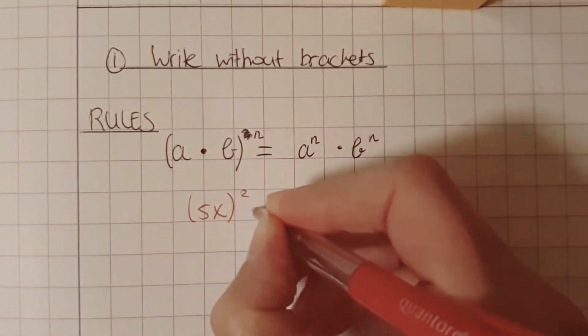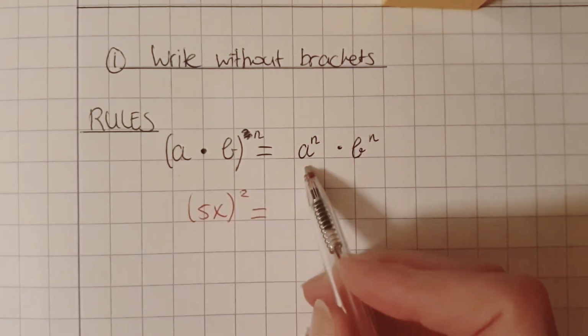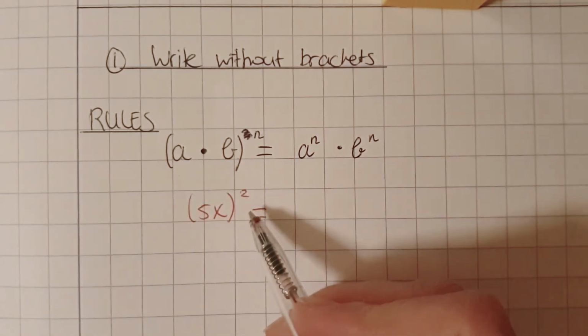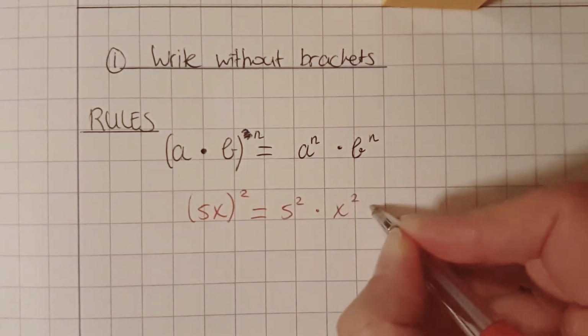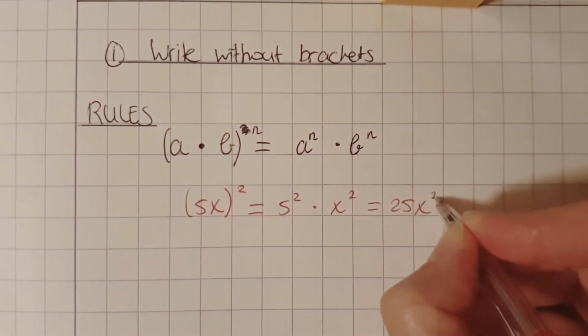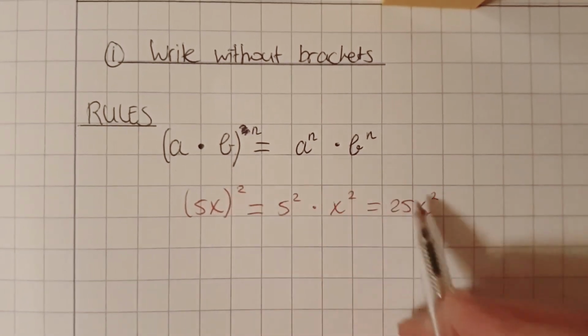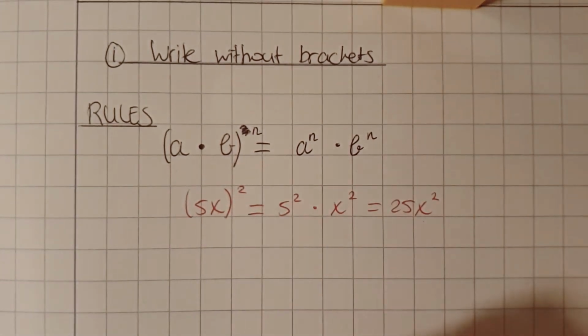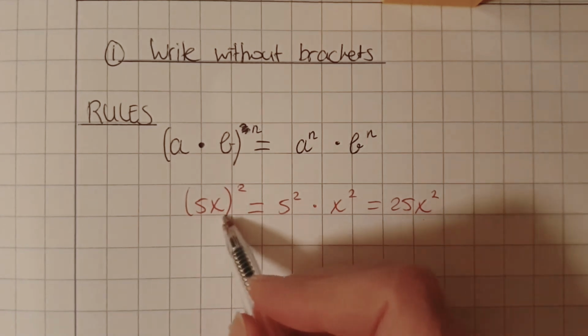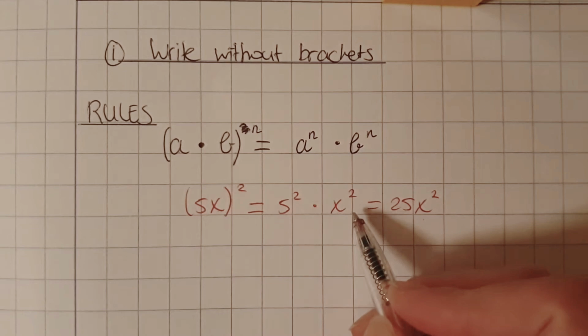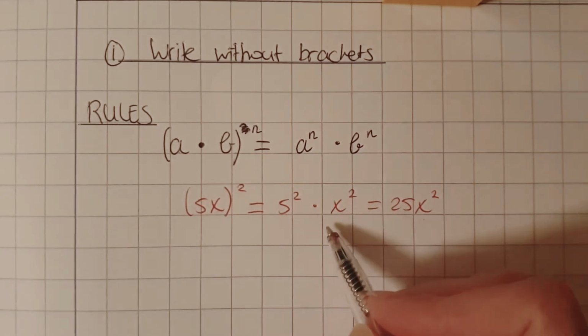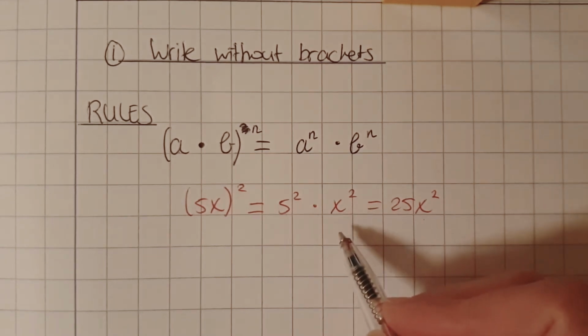5x in between brackets squared. So if you look at this rule, you have to do 5 squared times x squared, and of course that's 25x squared. If you want to go from this step to this step immediately, that's fine. When it becomes more difficult, I recommend you to do it step by step, do it slower. You can prevent yourself from making mistakes.